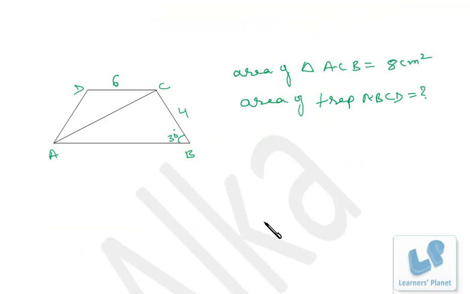Now let's try this problem. Here ABCD is a trapezium where BC is equal to 4 centimeter and angle ABC is 30 degree. CD is equal to 6 centimeter and area of triangle ACB is 8 centimeter square. We have to find out the area of this trapezium, right? Now what I do, I drop a perpendicular from here.